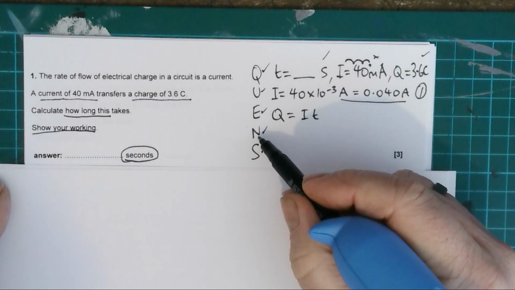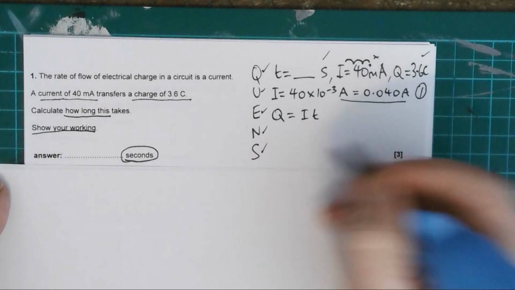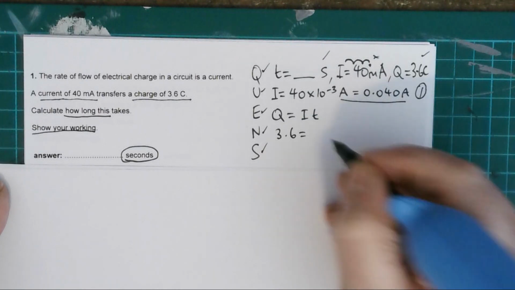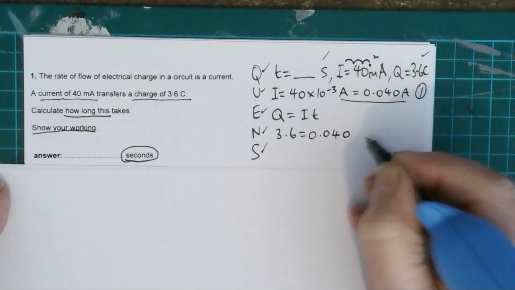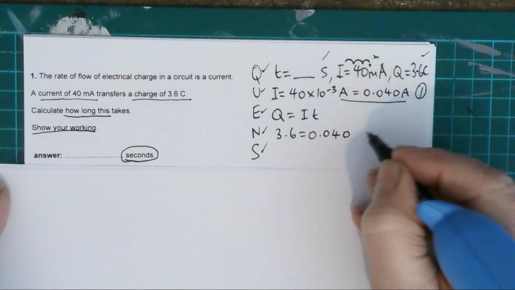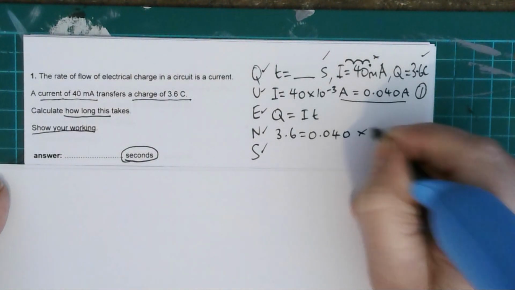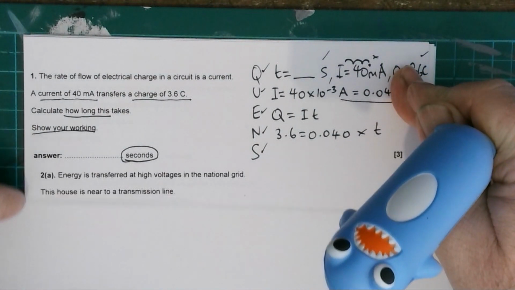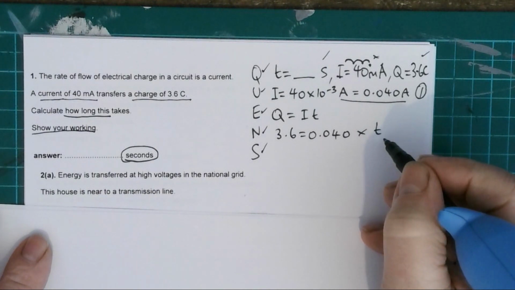N is for putting my numbers in. Okay, I can put my numbers in. Q is 3.6. Current is 0.040. You've got to put in your converted number. If you don't put your converted number in, you're going to get the wrong answer, aren't you? Multiply by whatever time is. So something times 0.04 is going to give me 3.6, and that something is T.